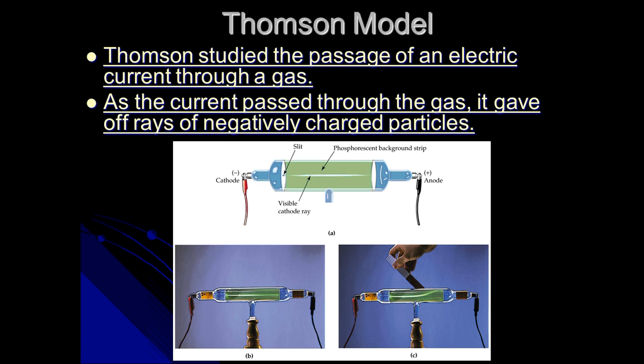What he noticed was that there was this ray, and it came from the cathode end of the battery, the negative end, so he called it the cathode ray tube. As the electrical current passed through the tube, he noticed this ray. At first, he didn't know what it was, so he put a positive and negative charged substance on both ends and saw which side the ray bent towards. And then he also put a magnet towards one of the ends to see if the ray did anything.